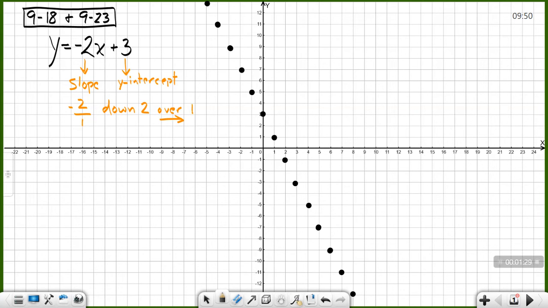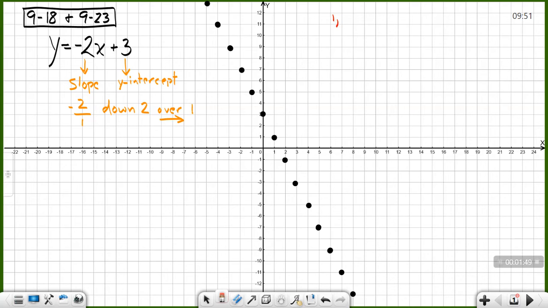Now, do these points represent all the points that are solutions to this equation? No. These are just some of the solutions to this equation. Any one of the points that I just plotted, if I were to put it into this equation, it makes my equation true. And just to prove that, let's just pick a point. We're going to go with 1, 1 right there.